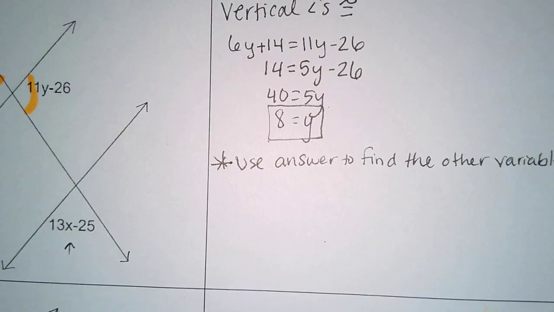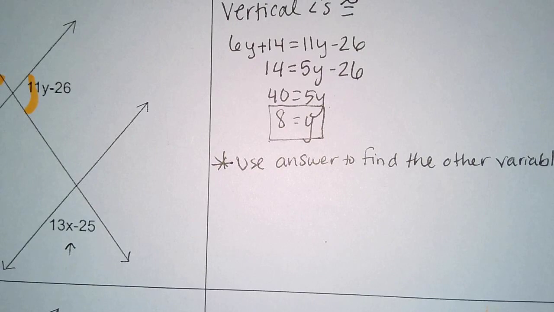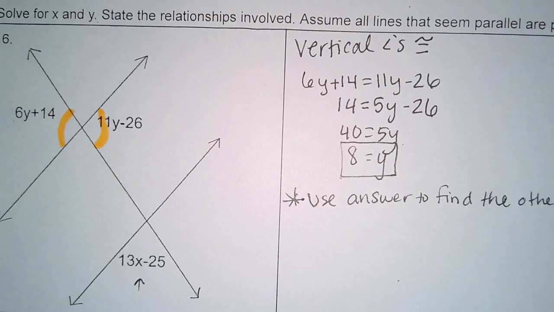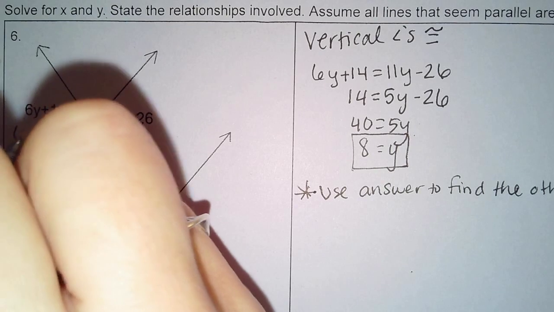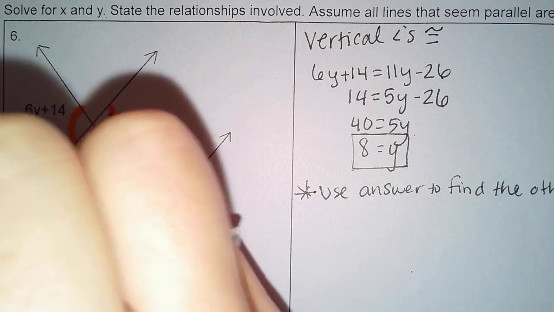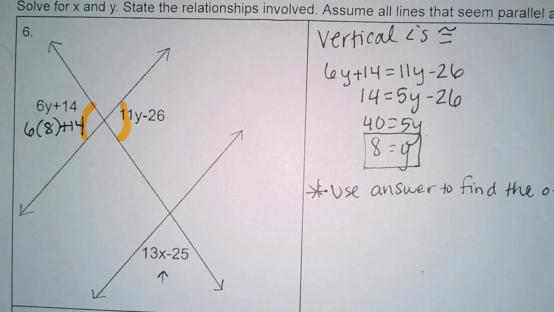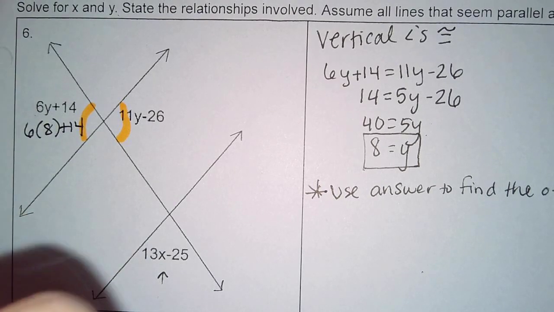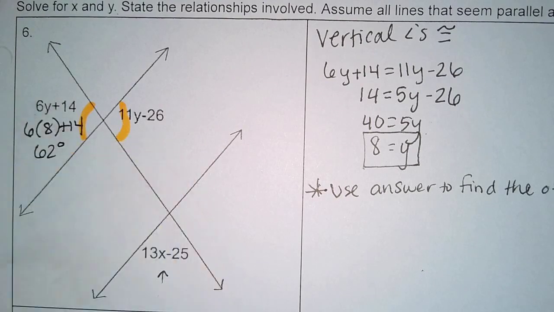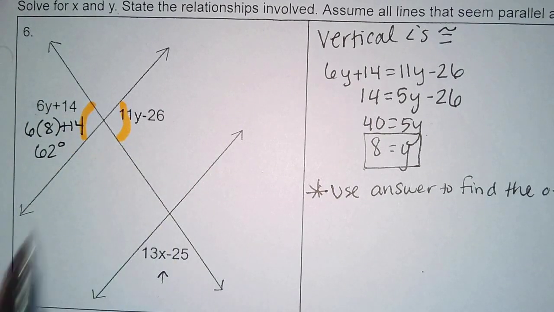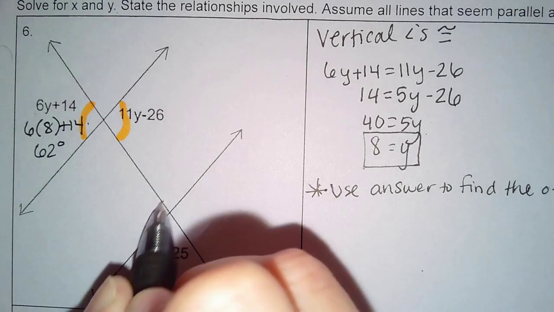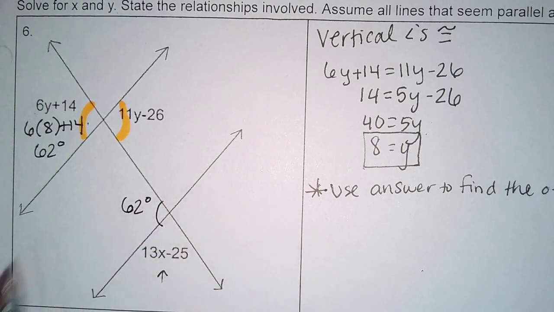All right, so let's go ahead and plug 8 in for this y. So I have 6 times 8 plus 14. 6 times 8 is 48, plus 14 is 62 degrees. If this angle is 62, then this angle is 62 because they're corresponding.